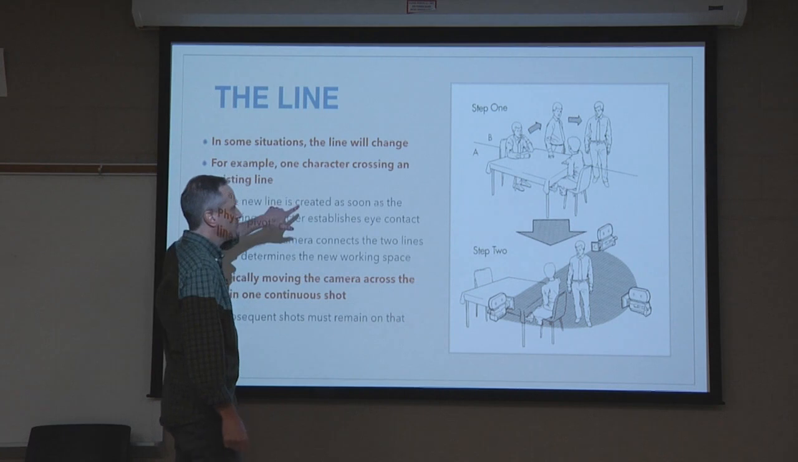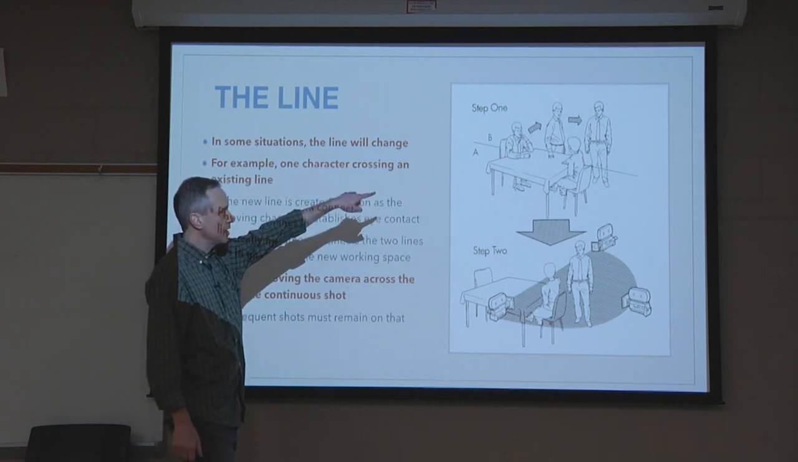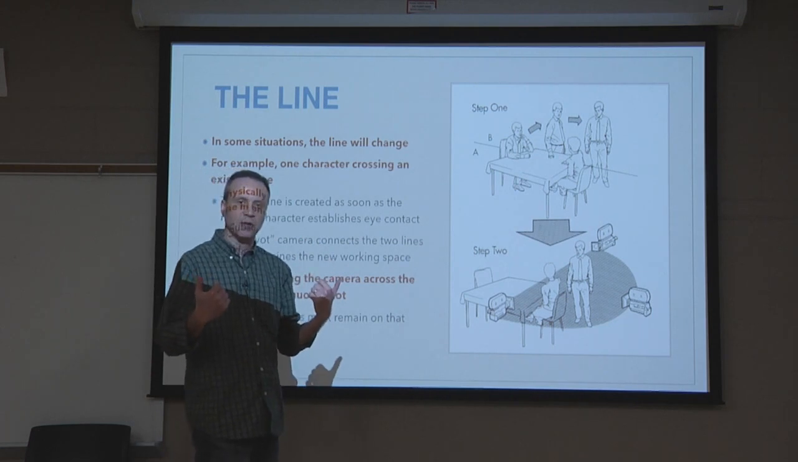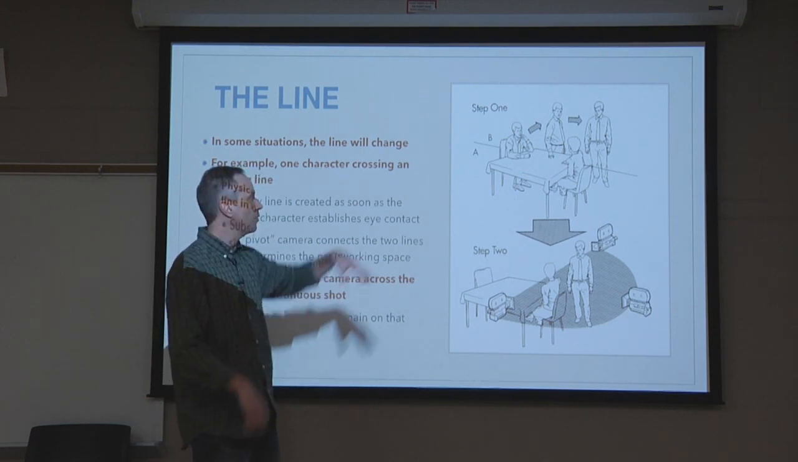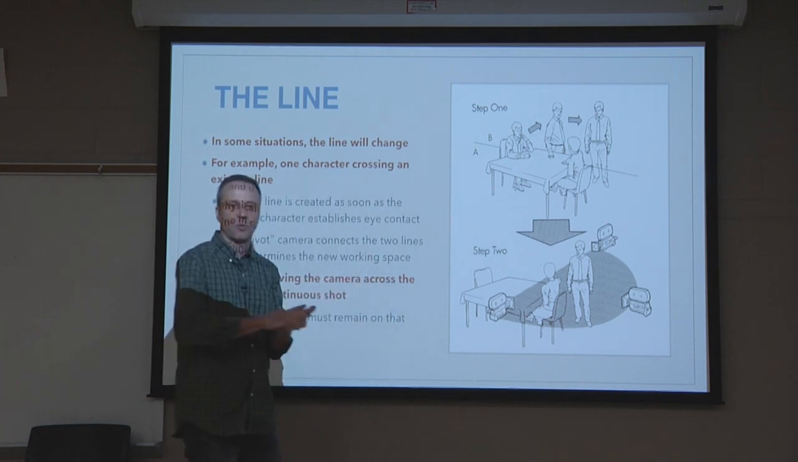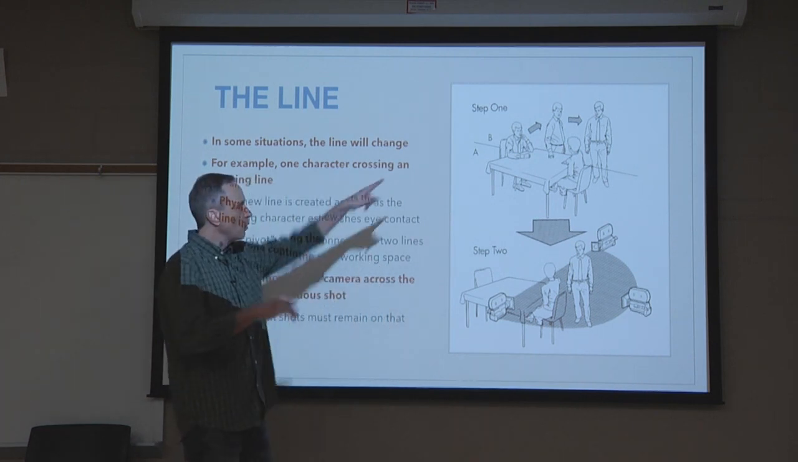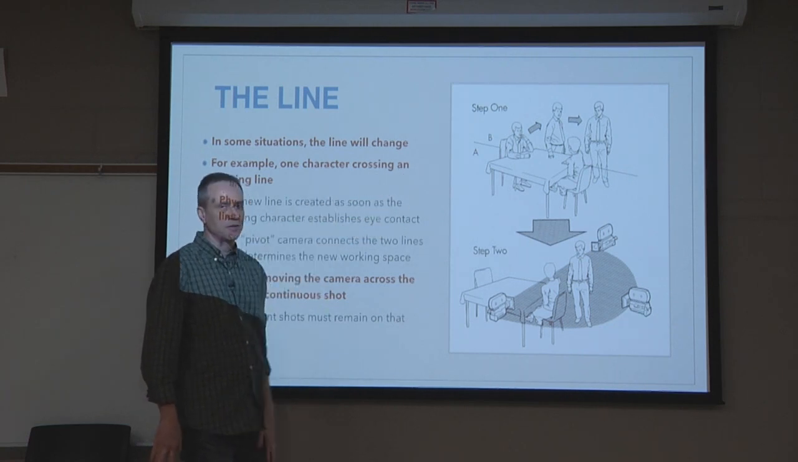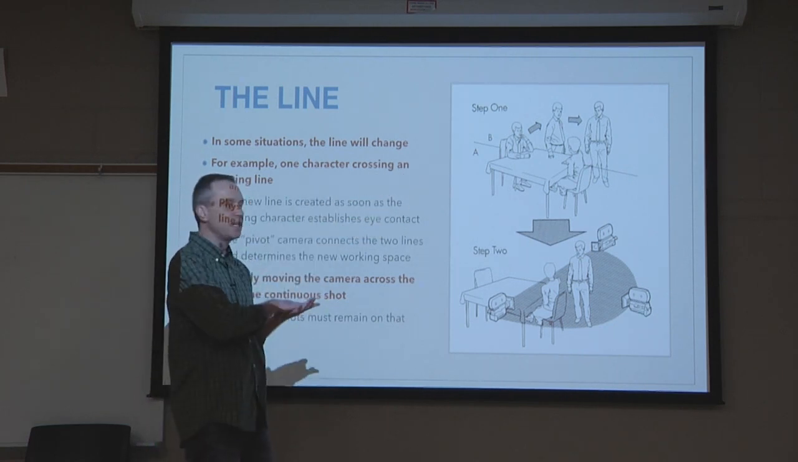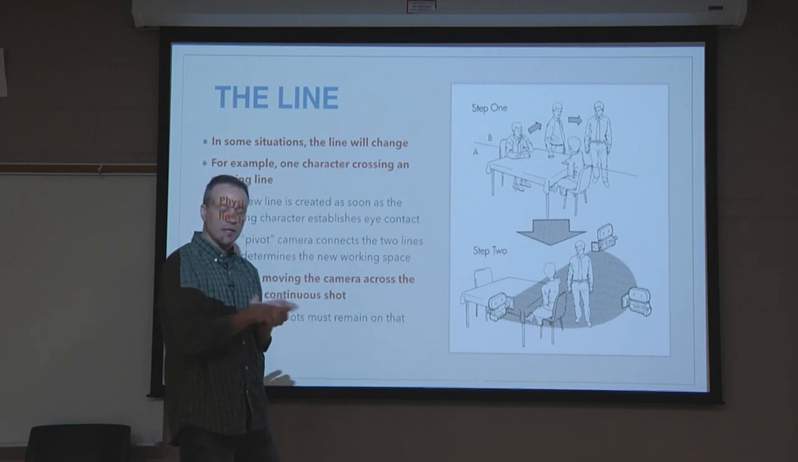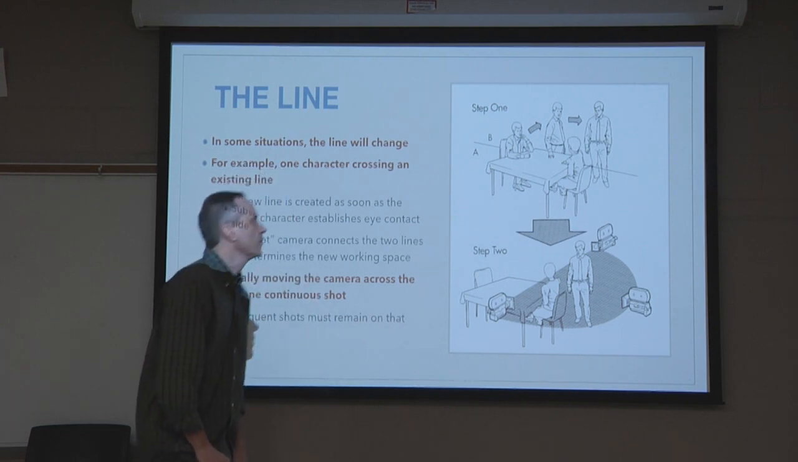In this situation, we've got two people sitting at a table. And that's the standard 180-degree rule situation, right? We've got two people sitting, all the camera placements on one side of the line, no problems. But what's going to happen when this guy gets up and decides to stand there to talk to her? That's going to change the line, because he's crossing the line that was created, and now we're going to create a new line.